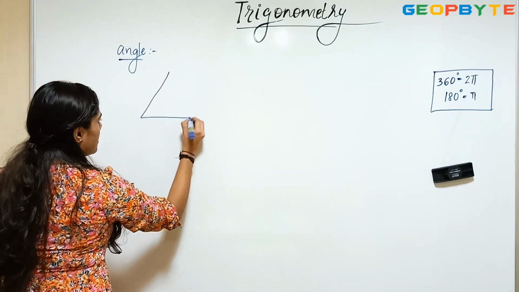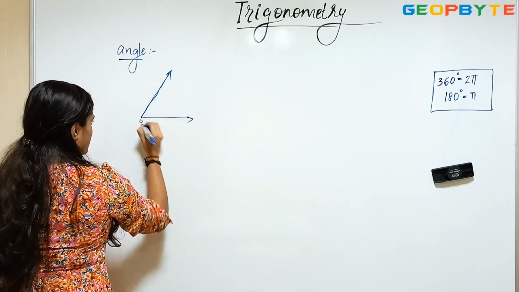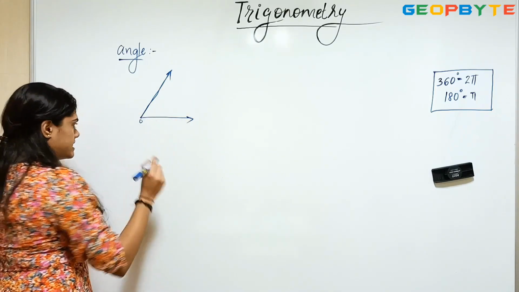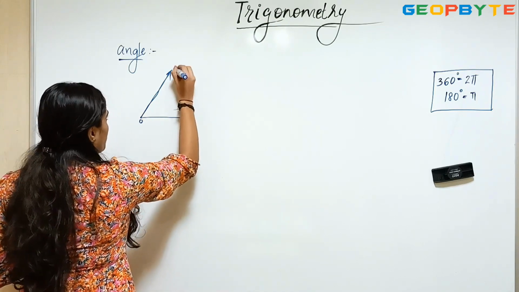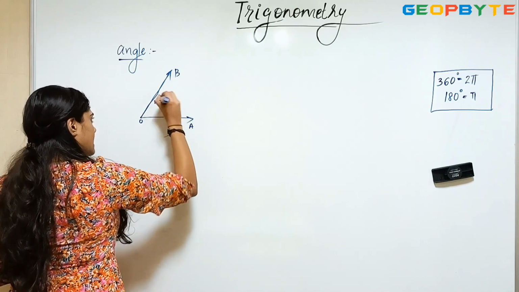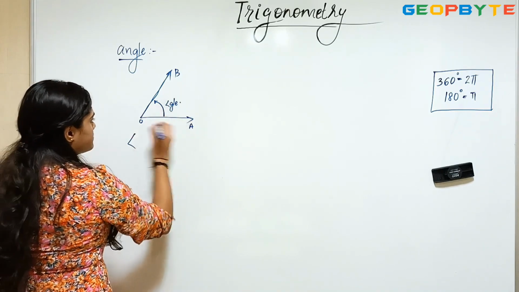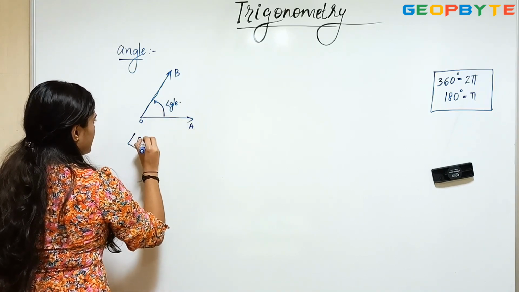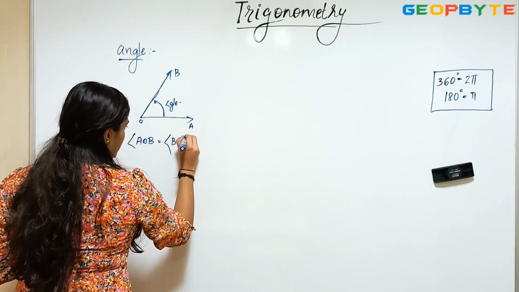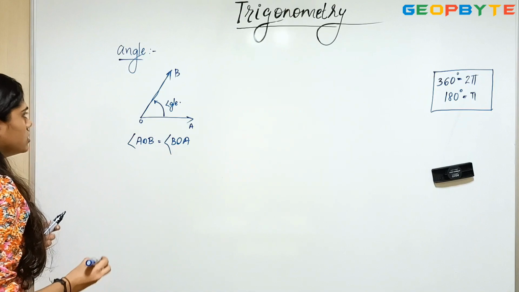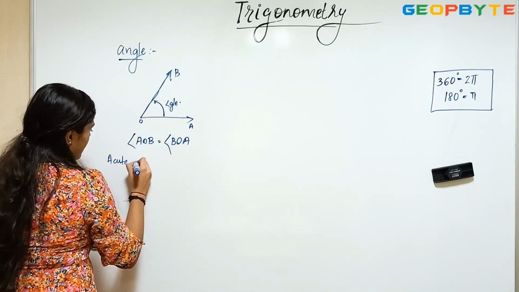An angle is made by two rays like this, with a common vertex, that is O. Here my rays are OA and OB. So this is my angle. If this is the case, then I can write angle AOB or angle BOA. So this is an angle.